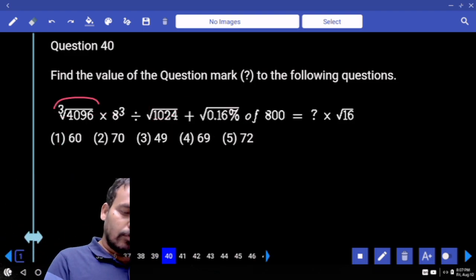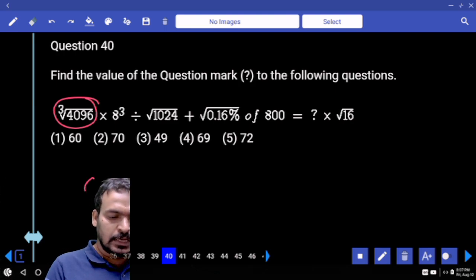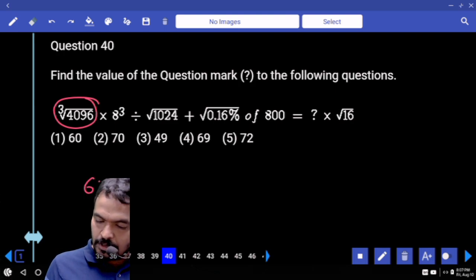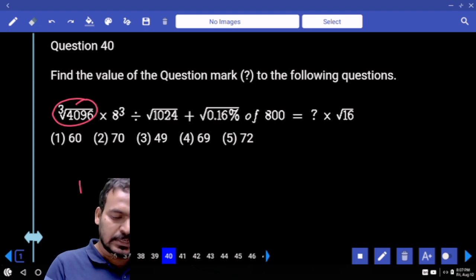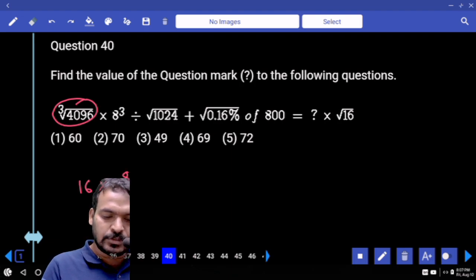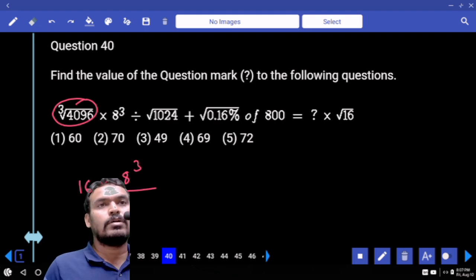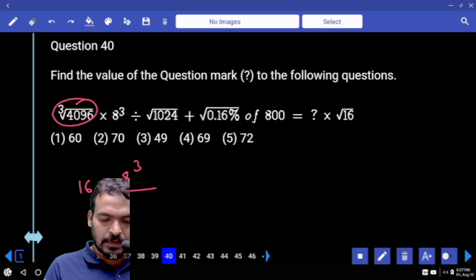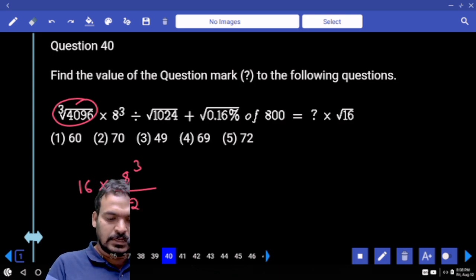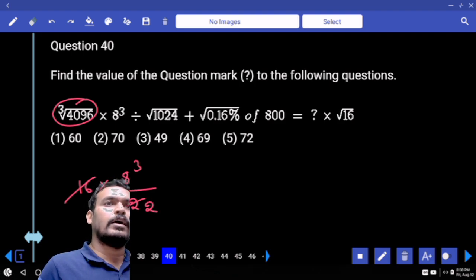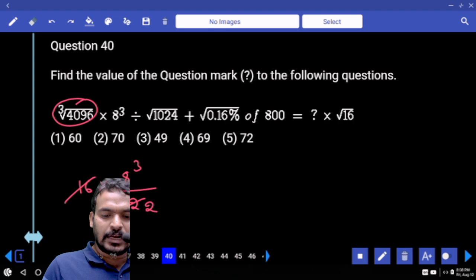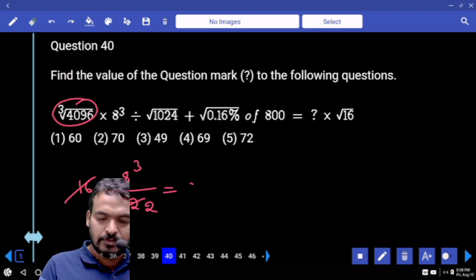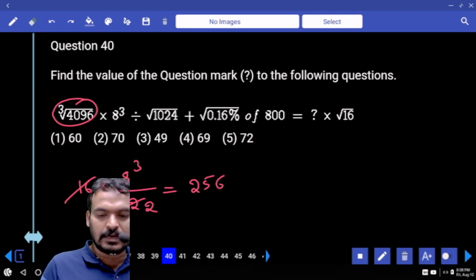What is the cube root of 4096? 16. 16 into 8 cube by square root of 1024, that is 32. 16 how many times 32? 2 times. What is the 8 cube value? 512. Divide by 2 means 256. Means this one we are getting 256.